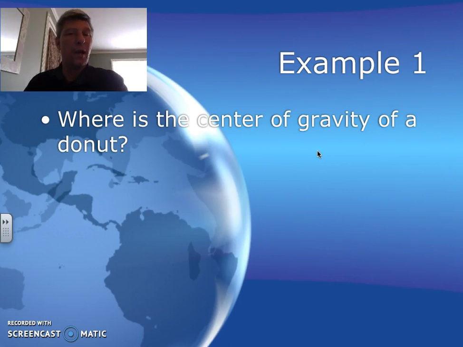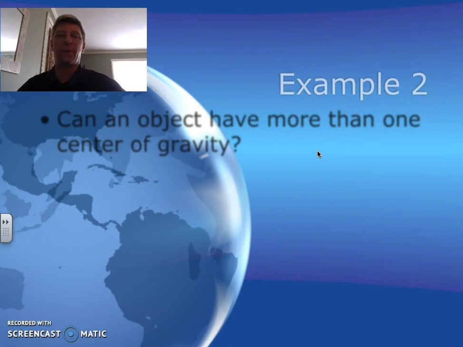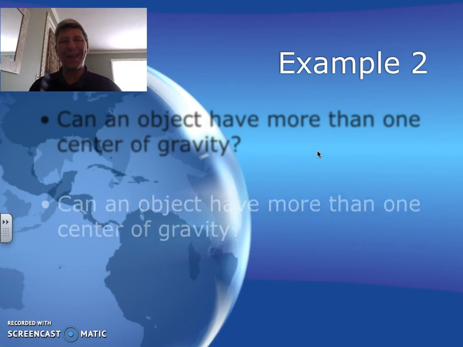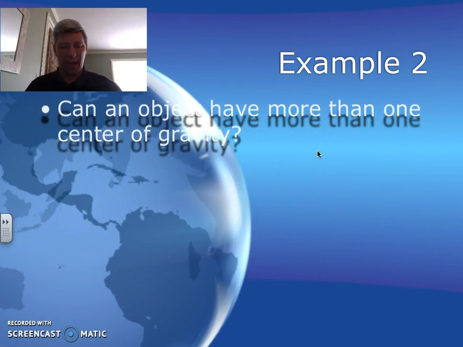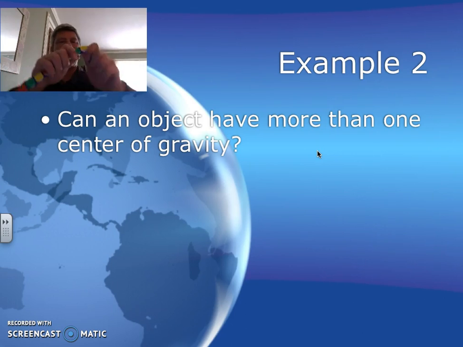In any event, the center of gravity doesn't have to be located where there's actually material. That brings us to example number 2. Can an object have more than one center of gravity? Well, the answer is yes and no. Any given object at any given moment can only have one center of gravity. We already did this trick where we balanced the thing and found the center of gravity right in the middle. But what if I changed its shape?